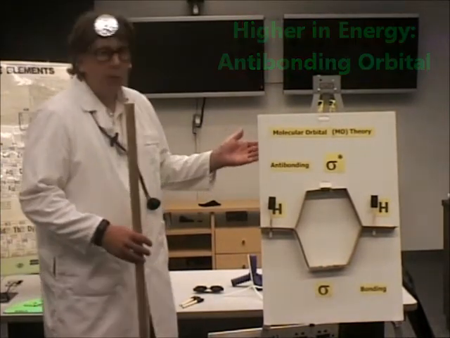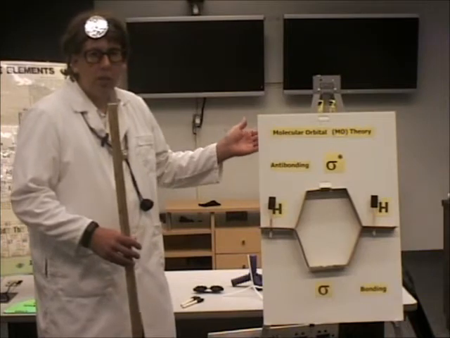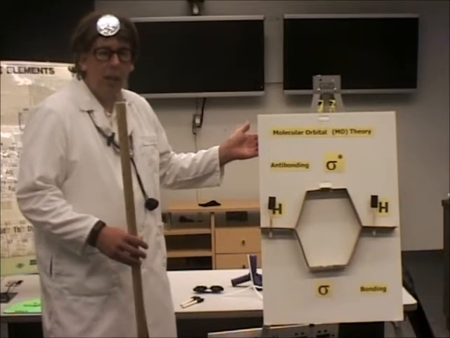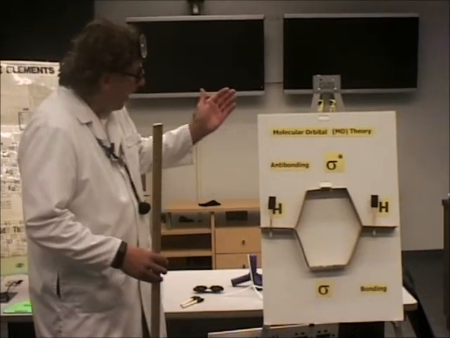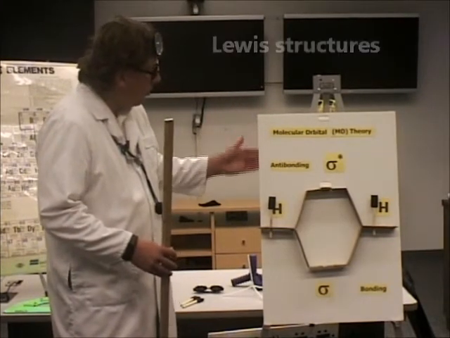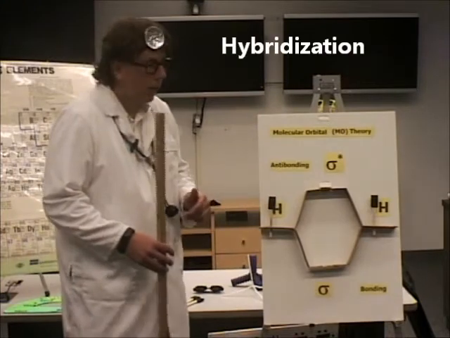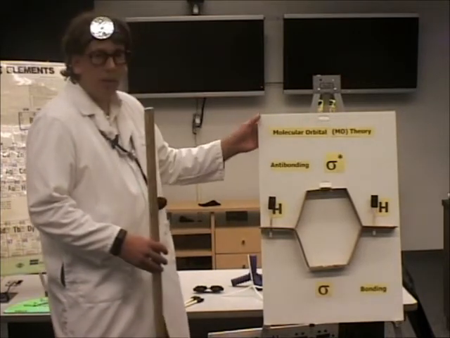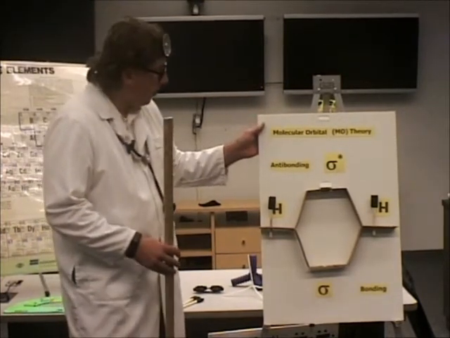This is a beautiful theory that seems to work in just about every case you can imagine thus far. And it really started with the Lewis structures and hybridization, and finally molecular orbital theory, and many Nobel Prizes have been won using molecular orbital theory.